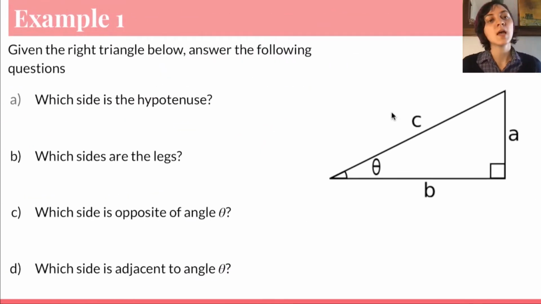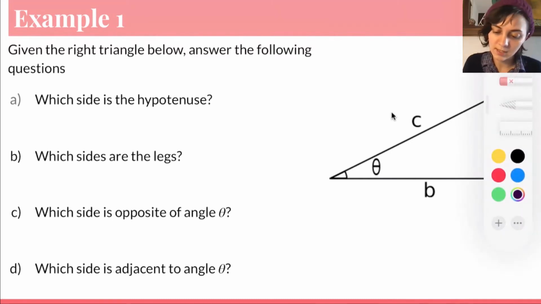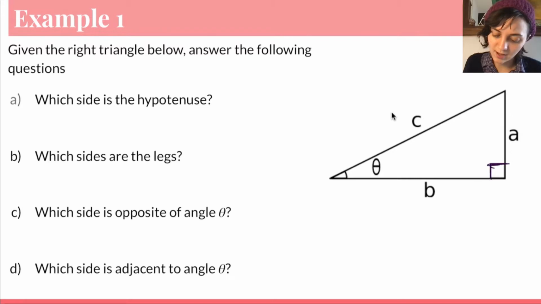Here it is. Alright, so given the right triangle below, answer the following questions. I can see that I have sides A, B, and C, and I need to figure out what's the hypotenuse. The hypotenuse is always across from my right angle, and the side across from the right angle in this case is C.